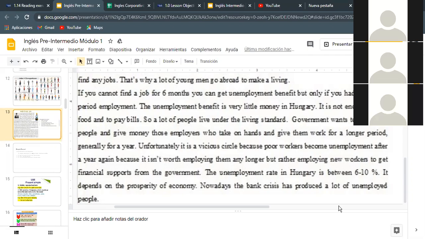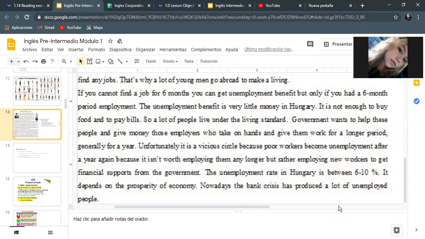It is not enough to buy food and to pay bills. So a lot of people live under the living standard. Government wants to help these people and giving money to employers who take on hand and giving them work for a longer period, generally for a year. Okay, thank you. Next is Jorge Antonio.